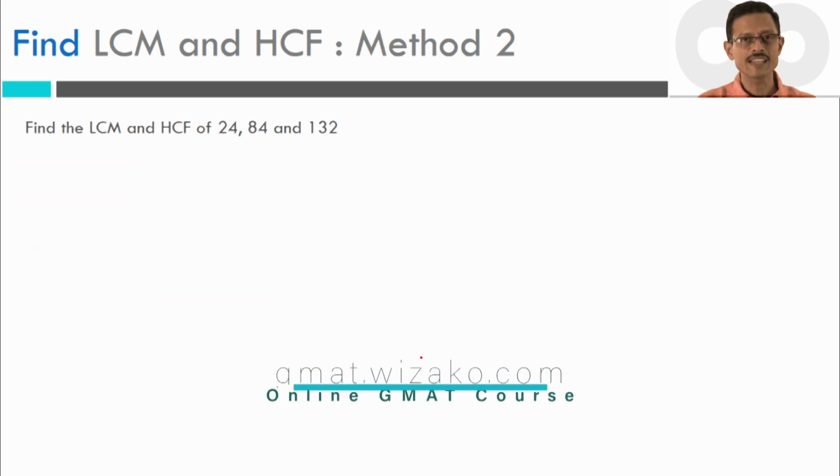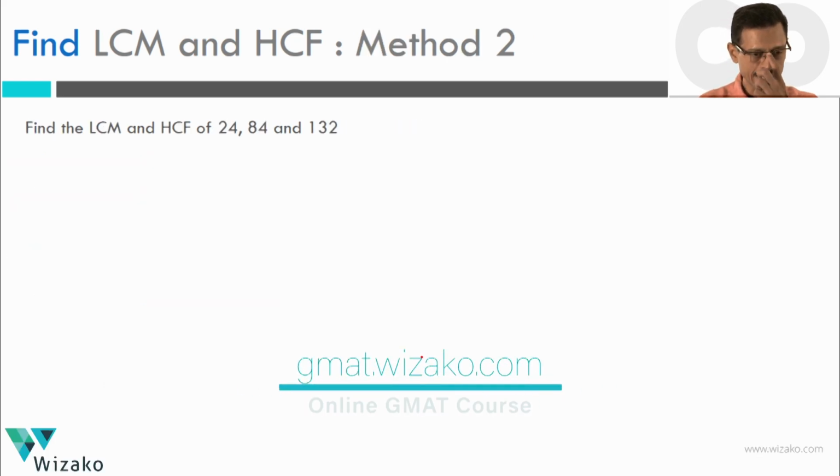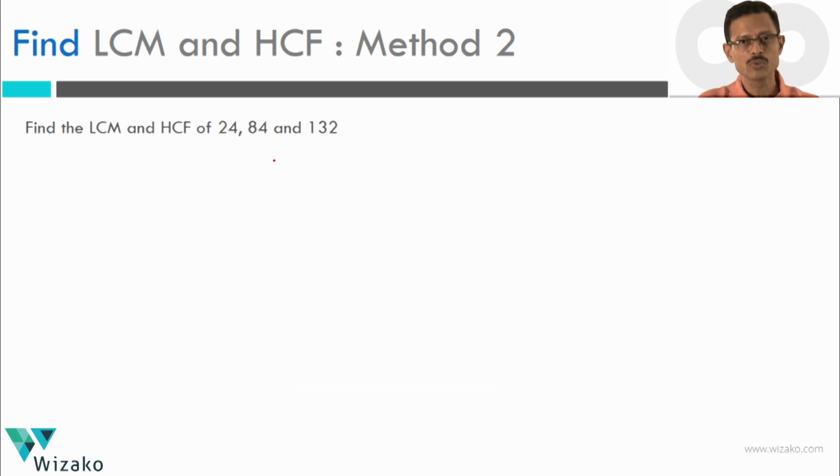We'll look at the second method to find the LCM and HCF. This is called the L division method. We'll just walk you through. If you're comfortable with the first method, stick with it. If you're comfortable with this, stick with this method.